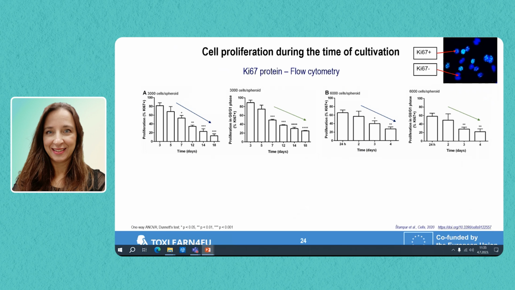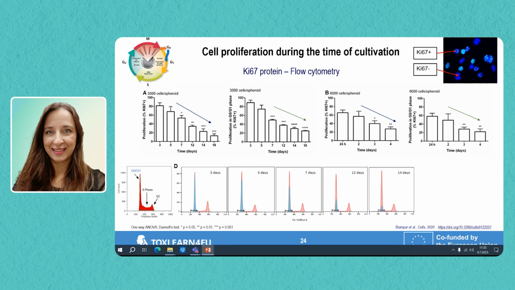I forgot to mention that this marker is expressed in all stages of the cell cycle except in the G0 phase. The G0 phase is the resting phase in the cell cycle. Okay, so again, these images. When we gated only these cells, you see the blue are Ki67 positive cells.